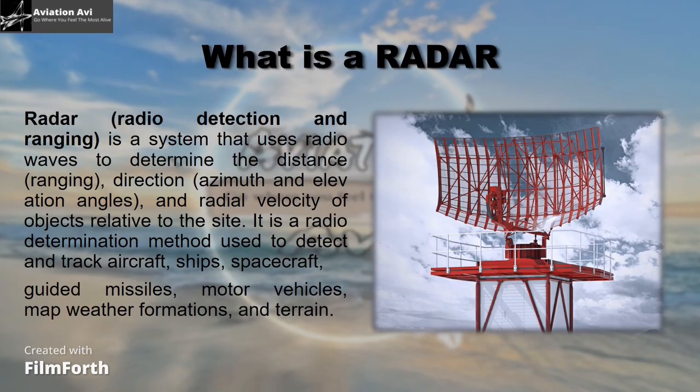It is a radio determination method used to detect and track aircraft, ships, spacecraft, guided missiles, motor vehicles, maps, weather formations, and terrain. So, radar is used to track various objects, give its directions, its velocity, its azimuth, its elevation angles, so that the person tracking that object is able to identify the location and the speed of the object precisely.